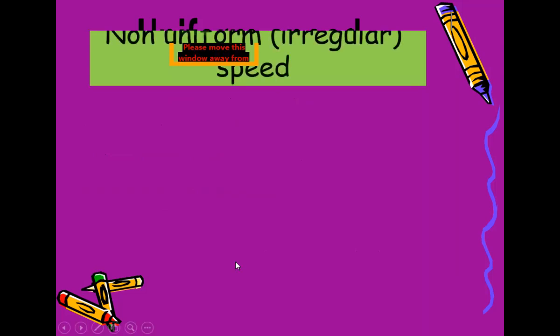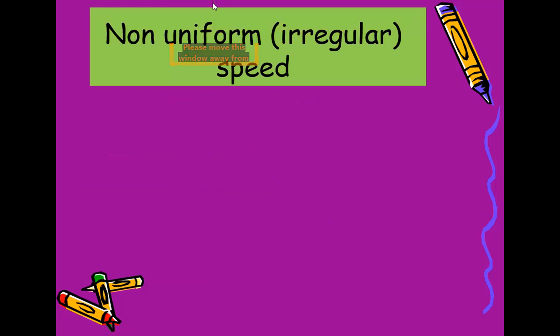Non-uniform speed. Who can tell me what is the difference between uniform and non-uniform? Try to guess the definition of non-uniform speed. Can you guess? Who can guess?